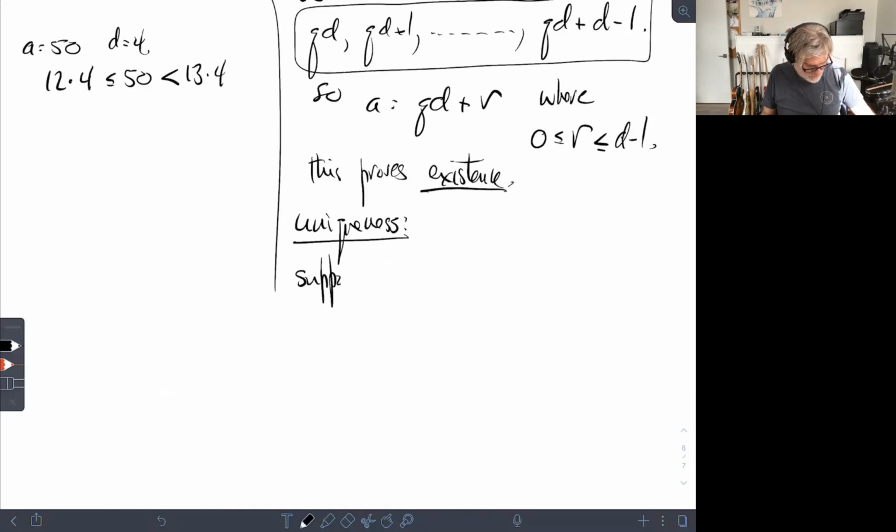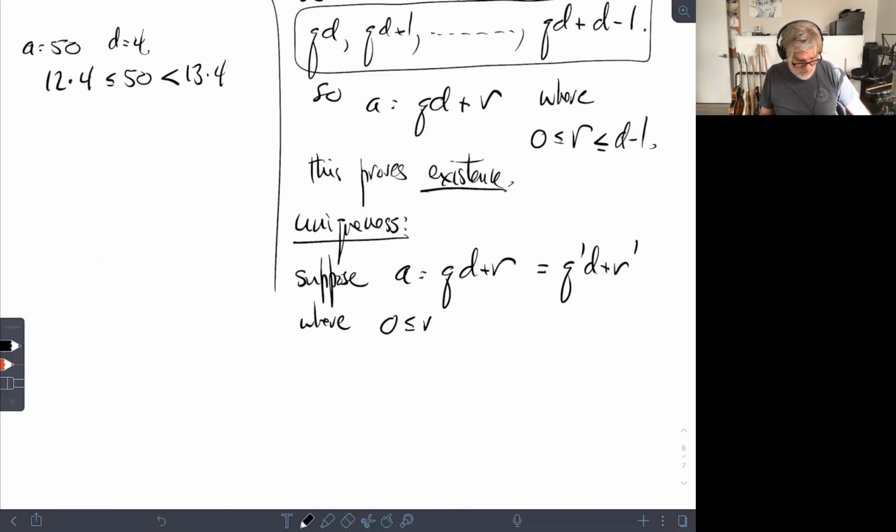Suppose that A is expressed in two different ways. So A would be QD plus R, right? Maybe the ones that we just found. And maybe it is another one also, Q prime D plus R prime, where R and R prime are greater or equal to 0 and less than D. What do I want to show? I want to show that Q equals Q prime and R equals R prime.